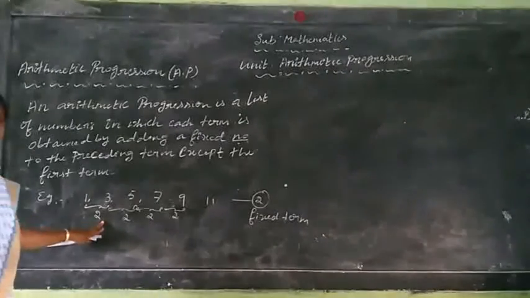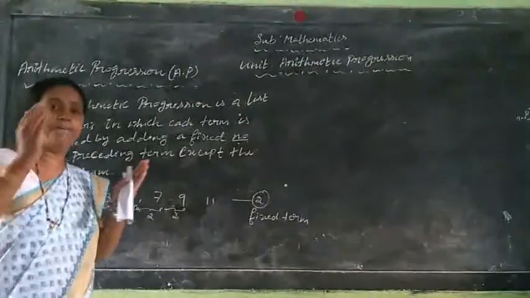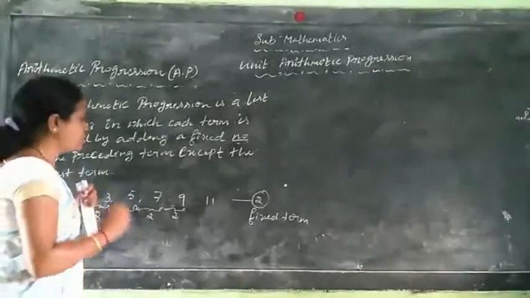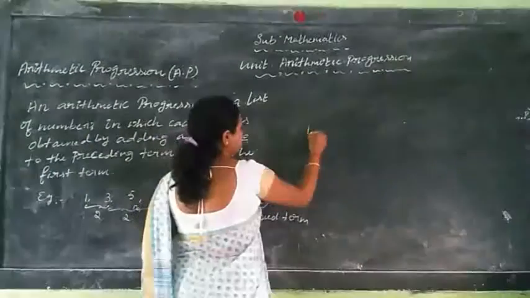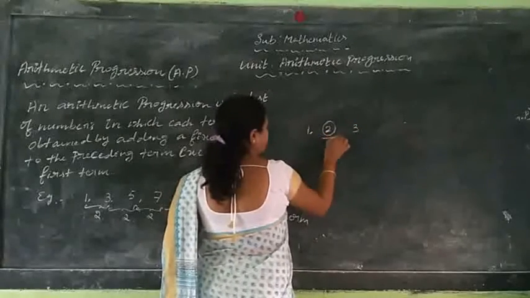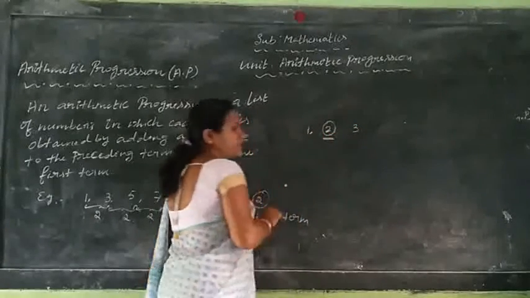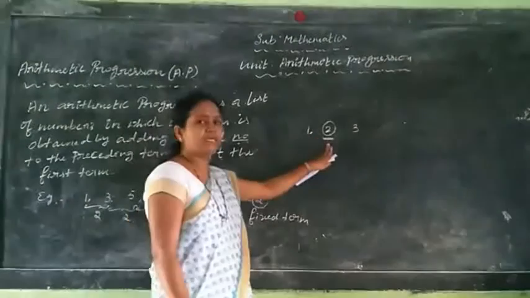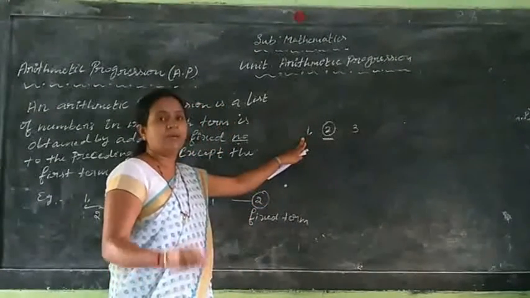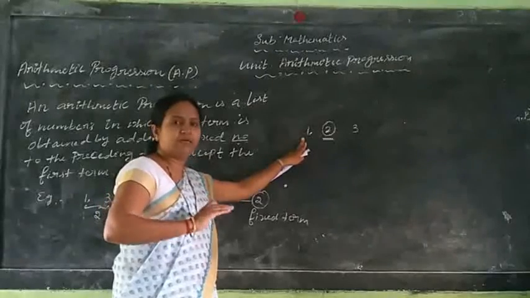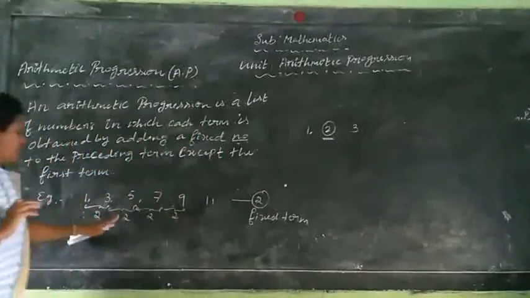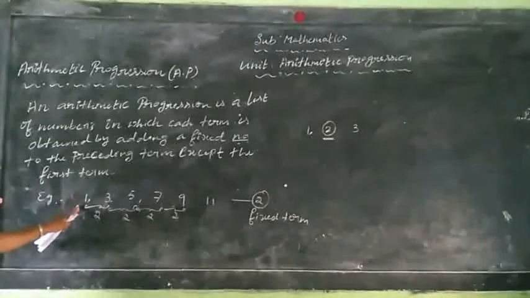number. So we should add a fixed term to the preceding number. What do you mean by preceding number then? So children, just here 1, 2, 3. So this term is there, no? This is called as a succeeding number. We call it as succeeding term or succeeding number. This is called as preceding term. Previous term is called as a preceding term. Next term is called as a succeeding term. So we should add the fixed number to the previous term.